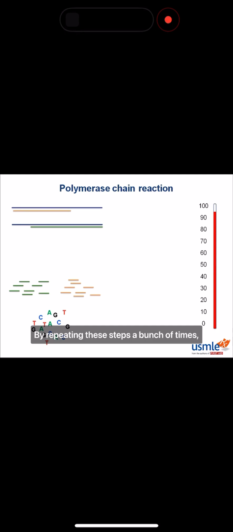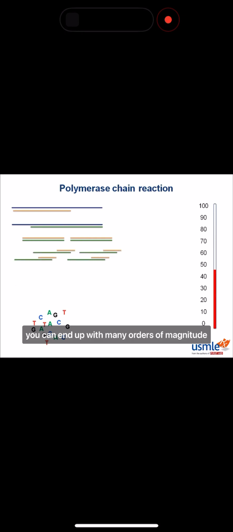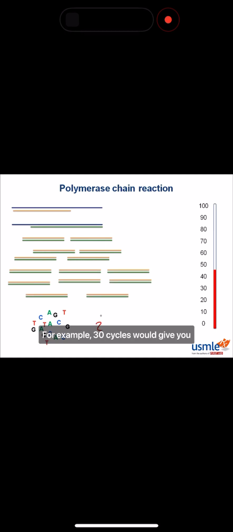By repeating these steps a bunch of times, which is as easy as letting the temperature increase and decrease over and over again, you can end up with many orders of magnitude more copies of DNA than what you started with, because you double it every time. For example, 30 cycles would give you 1 billion times more DNA than what you started with, because 2 to the 30th is about 1 billion.